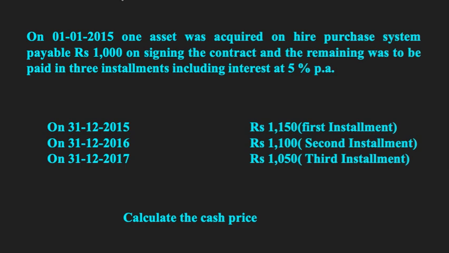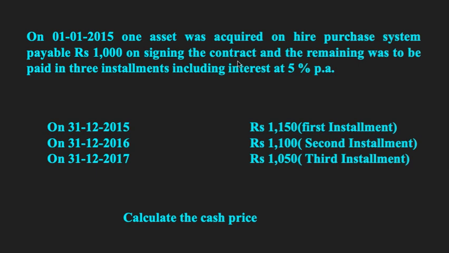On 1st of Jan 2015, one asset was acquired on the hire purchase system, payable rupees 1000 on signing the contract. So 1000 was paid as the advance on signing the contract, and the remaining was to be paid in 3 installments, including interest at 5% per annum.